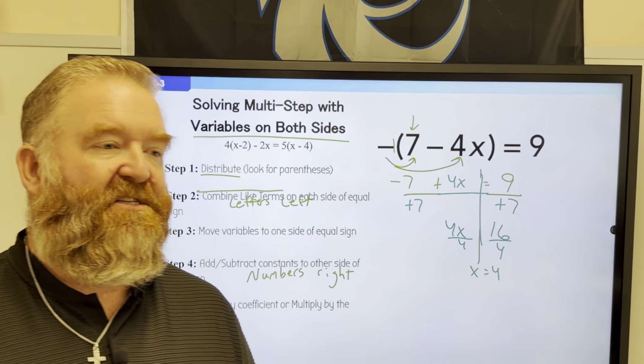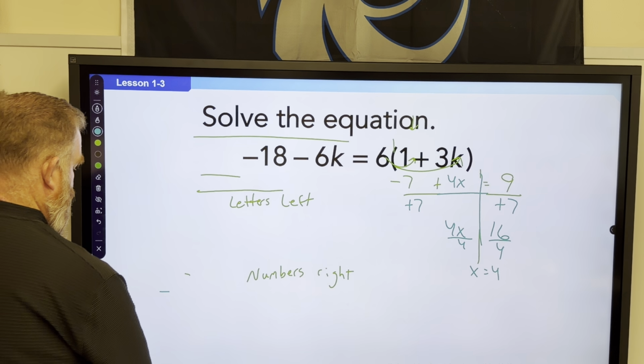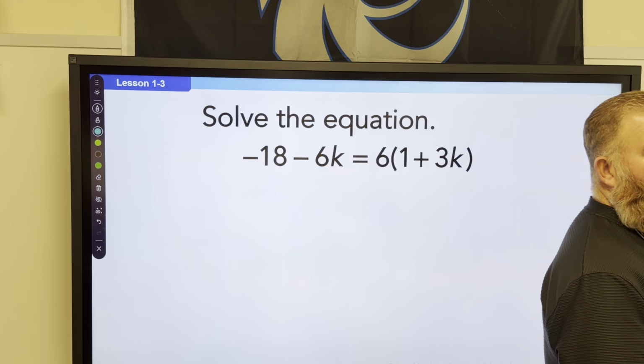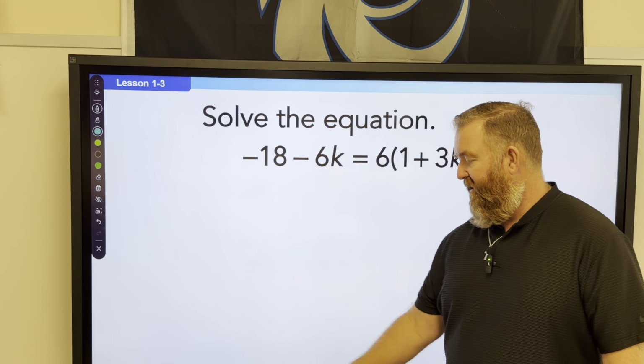All right, here we go. Let's jump into some stuff with variables on both sides. Okay, write this equation down. Get rid of the ink. There we go. Variables on both sides of the equation. I'm going to give you guys a second to write that down.